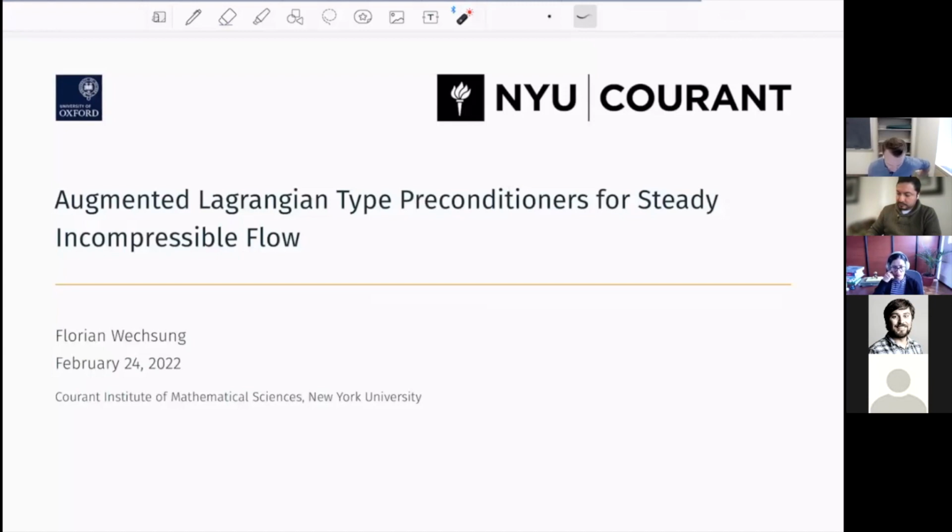And the goal of all of this is to develop fast and scalable solvers for problems such as the incompressible Navier-Stokes equations. But hopefully I'll be able to motivate why the same ideas can be used for other equations.